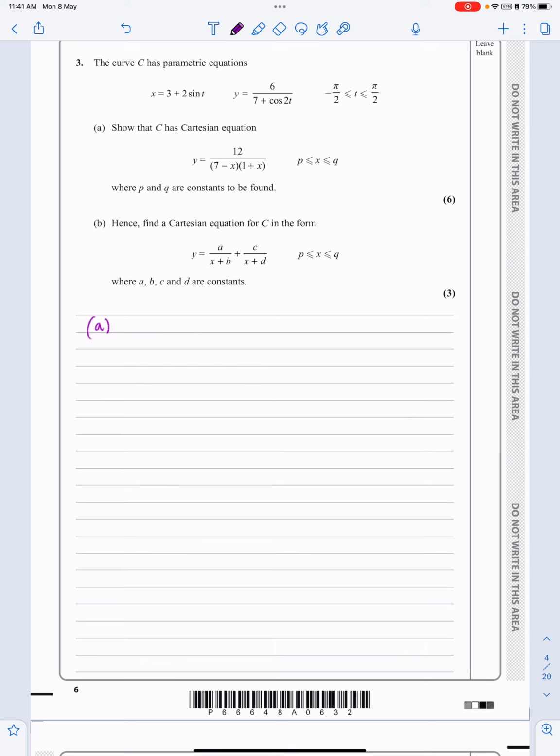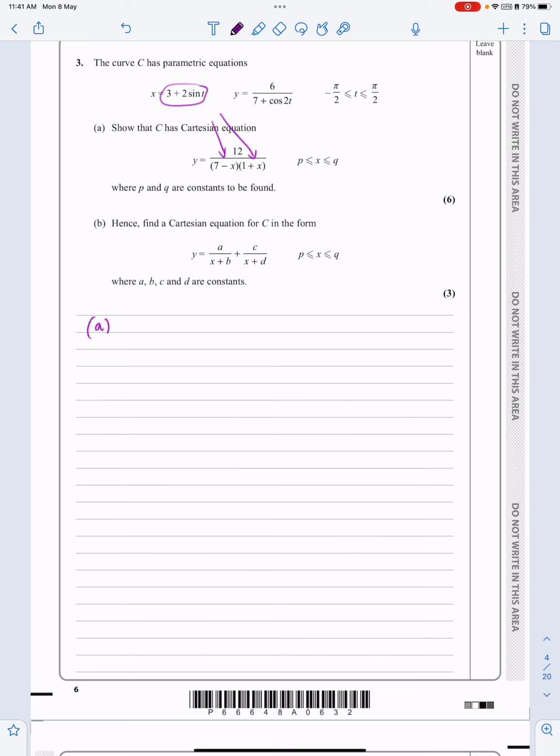that it says y is equal to 6 over 7 plus cos 2t, x is equal to 3 plus 2 sine t, and it says show that C has the Cartesian equation y equals 12 over (7 minus x)(1 plus x). So what I'm simply going to do is to substitute in the x values in here and in here.